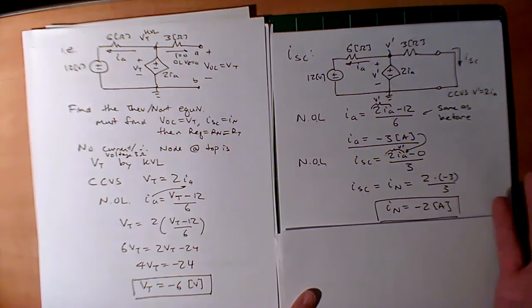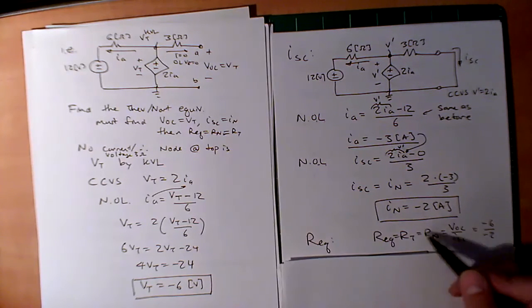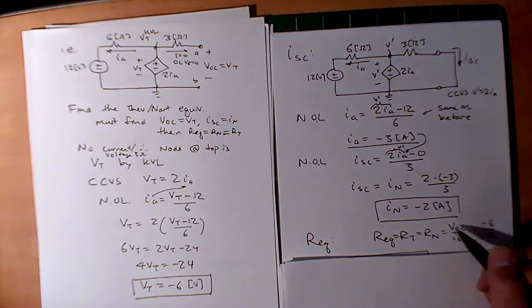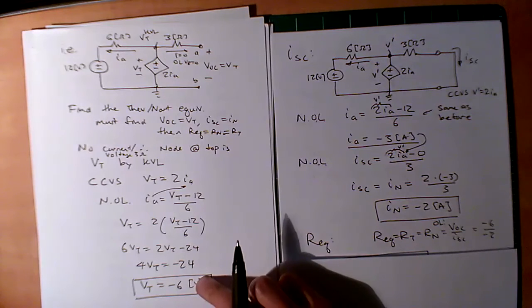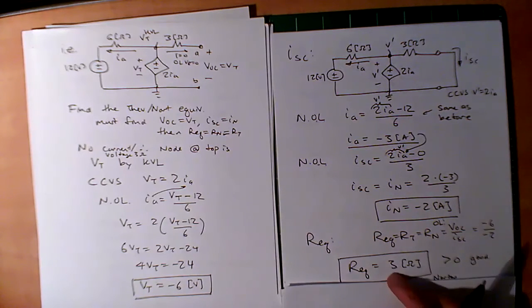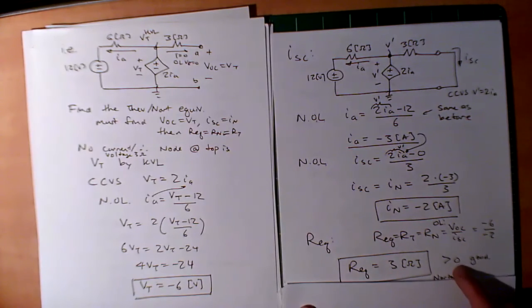Okay, the last thing I got to do is this Ohm's law, right? This little Ohm's law here. I'll put that in here. And negative 6, which is this answer, divided by negative 2, and I get positive 3 ohms. That's good. Remember, we had an issue. If you calculate a negative resistance, maybe some numbers got wrong.